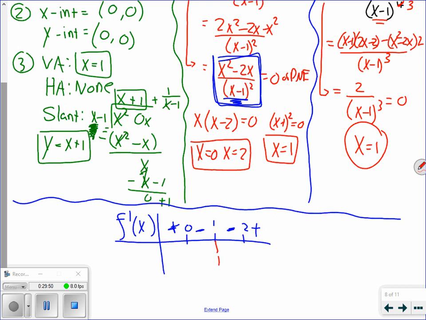If I test points to the left of 1, I get negative numbers. And you can pause the video and try that now. Plug in numbers to the left of 1. It's going to be a negative number. Numbers to the right of 1 are going to be a positive number.